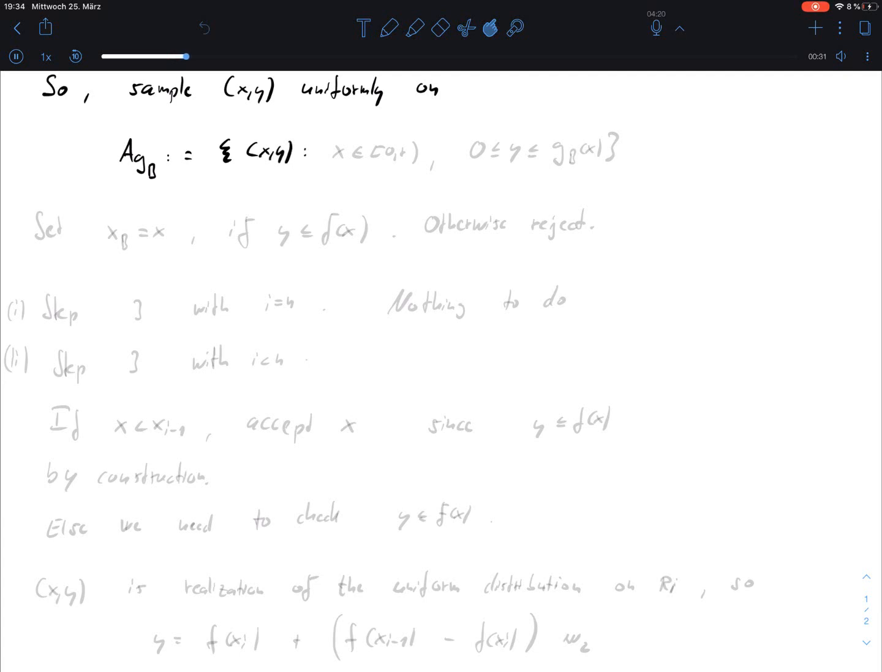where X and Y satisfy these two conditions. X is between 0 and R excluded, and Y is between 0 and GB of X, both boundaries included. So it's just the area under the graph of GB. And the acceptance rejection procedure is we accept the first coordinate if the second coordinate satisfies Y less or equal than f of x, and otherwise we reject.